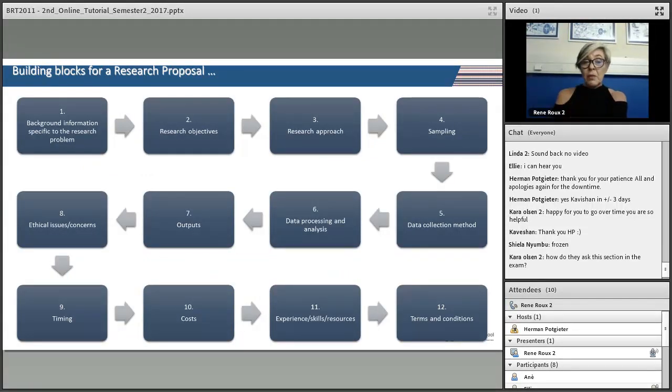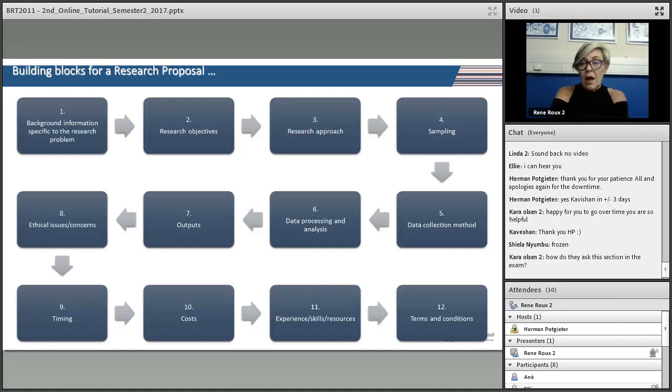So the building blocks of a research proposal: they must give you background information. They must show to you that they have done some further research, some desk research, some secondary research to really understand the research problem. What is their translation of the problem into research objectives? What's the research approach that they recommend and why? You're not just going to accept any approach.